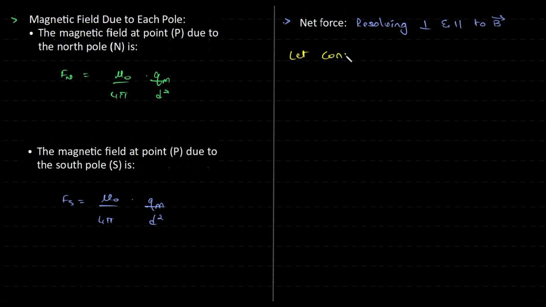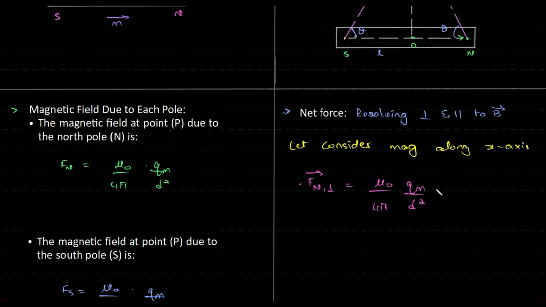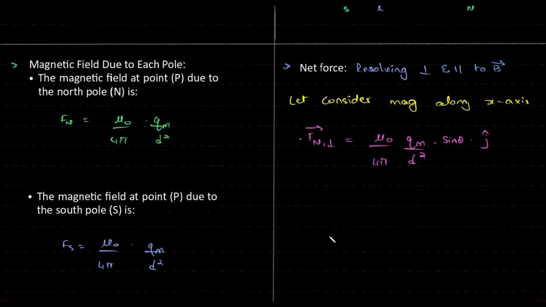So we'll consider, I have not written this, the magnet along the x-axis. It makes it easier to discuss further. So Fn perpendicular component will be perpendicular to B. Remember, it's along the y-axis, so it would be mu naught by 4 pi qm by d square. And as per your vectors trigonometry, this will be sine of theta. So it is reduced by a factor of sine of theta. This is along positive y-axis, right?